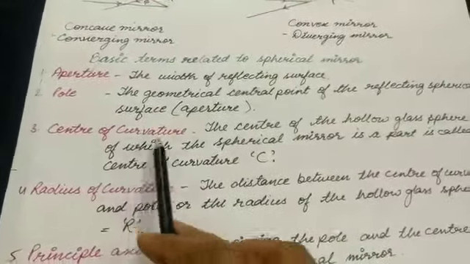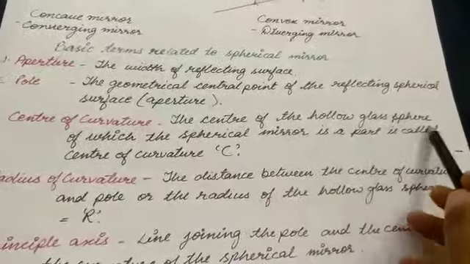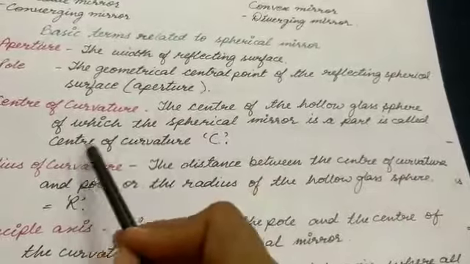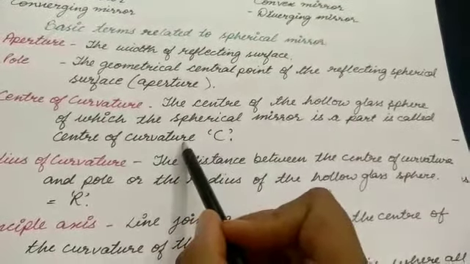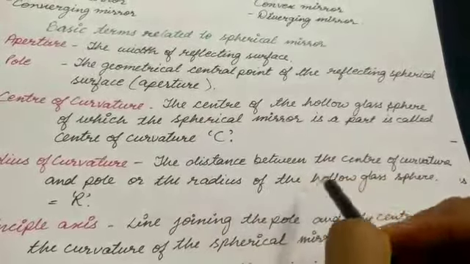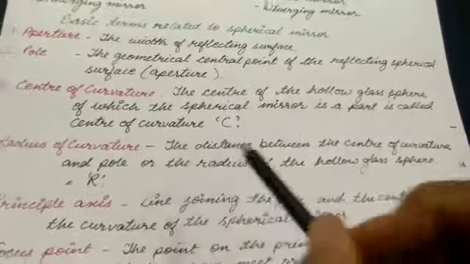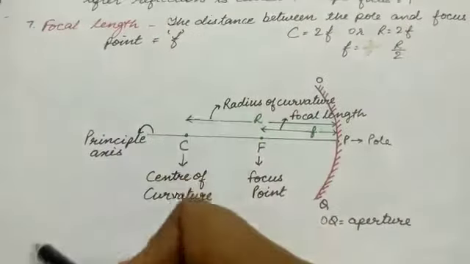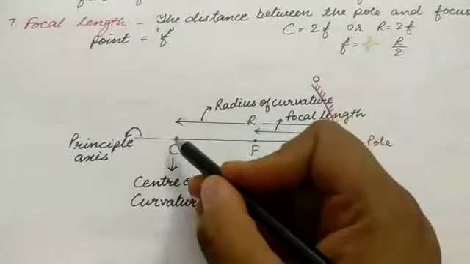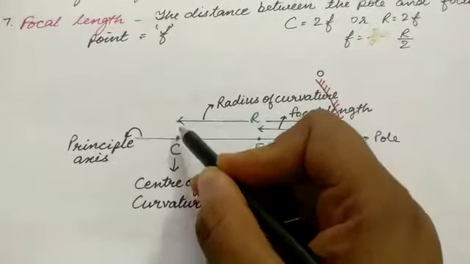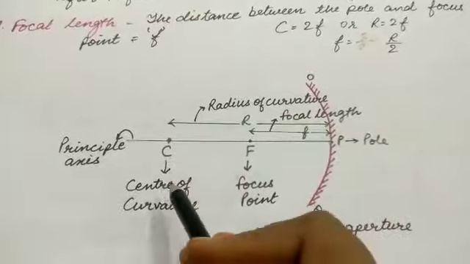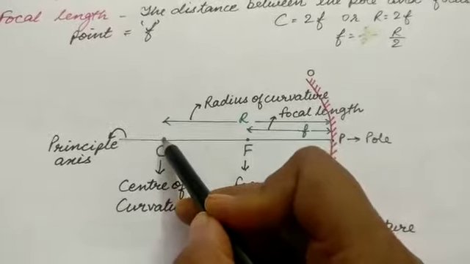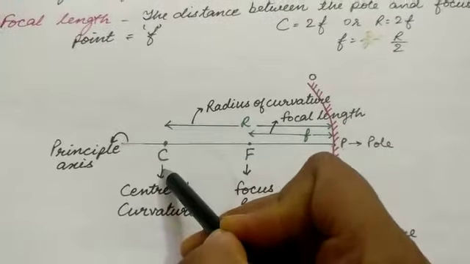Now, center of curvature. The center of the hollow glass sphere of which the spherical mirror is a part is called the center of curvature. We have seen that spherical mirrors are cut out from a hollow glass sphere. If in this diagram we consider a big sphere, it will have a center. The center of that glass sphere is the center of curvature. It is written as capital C.